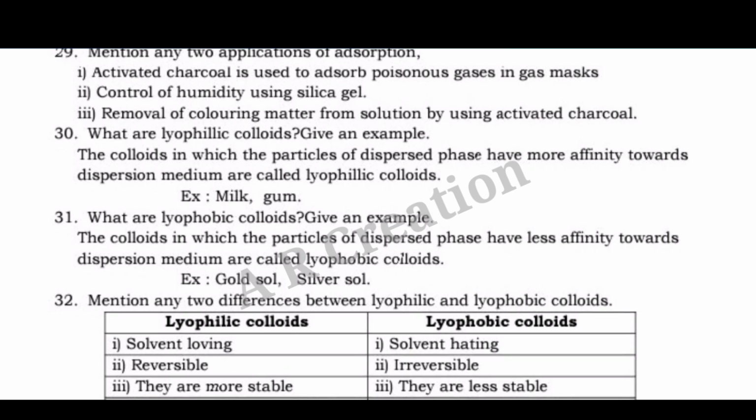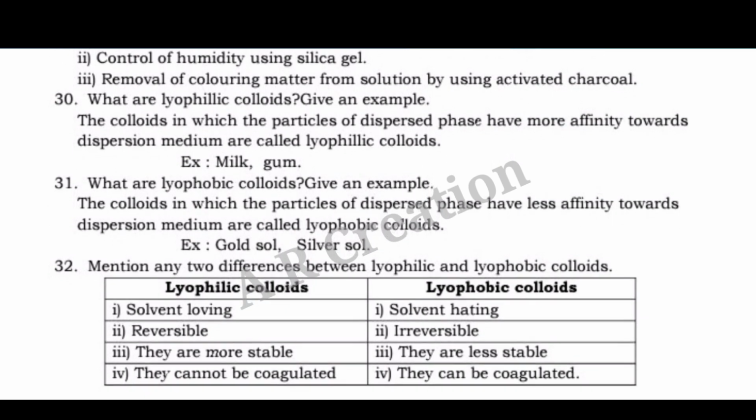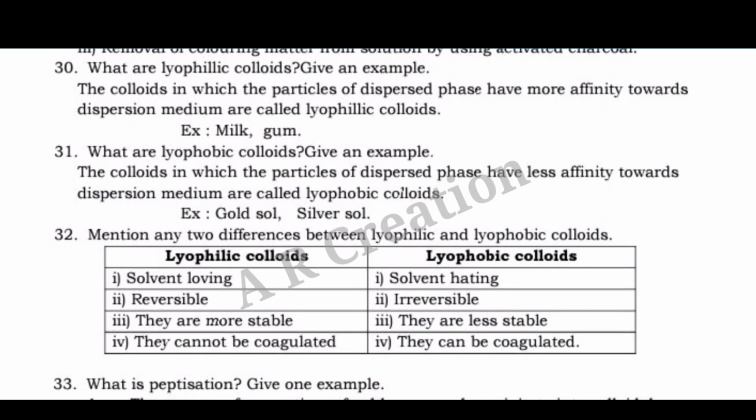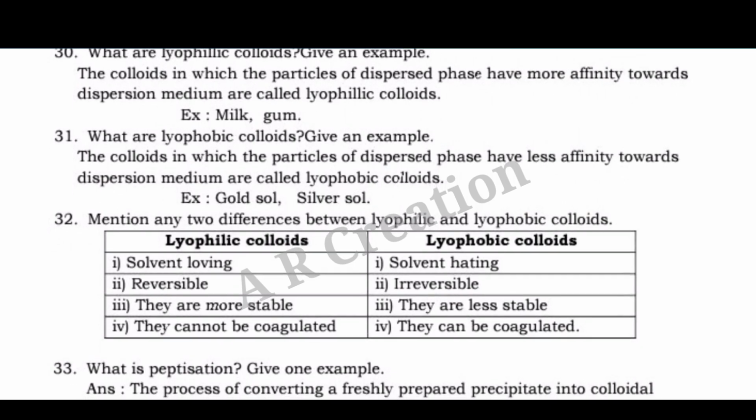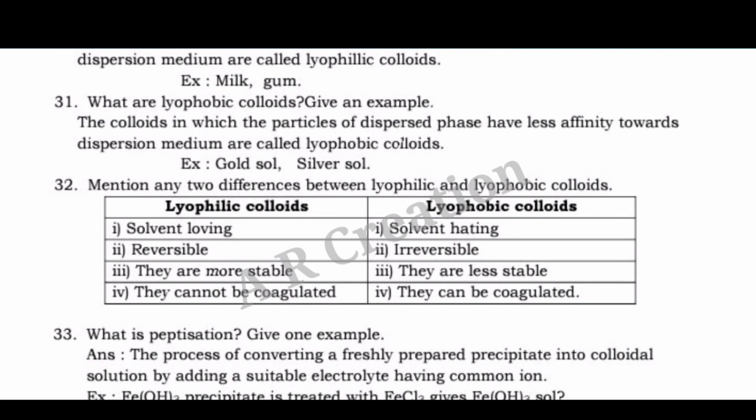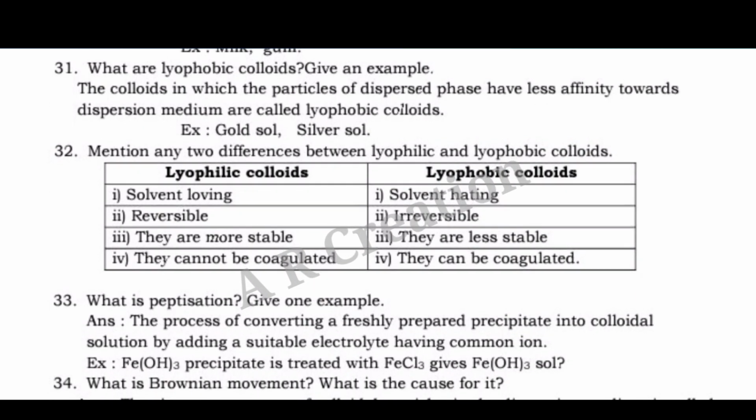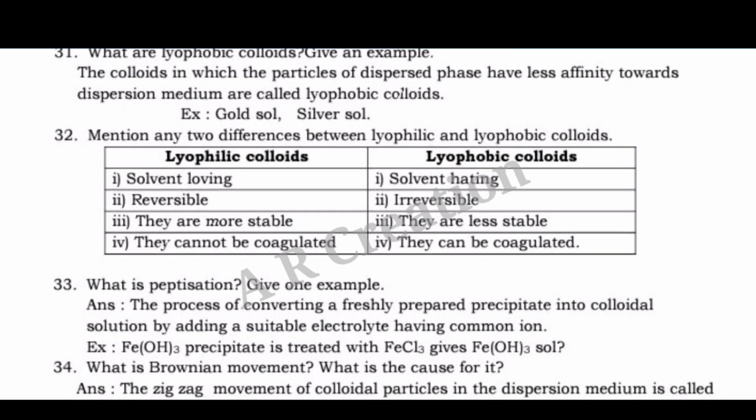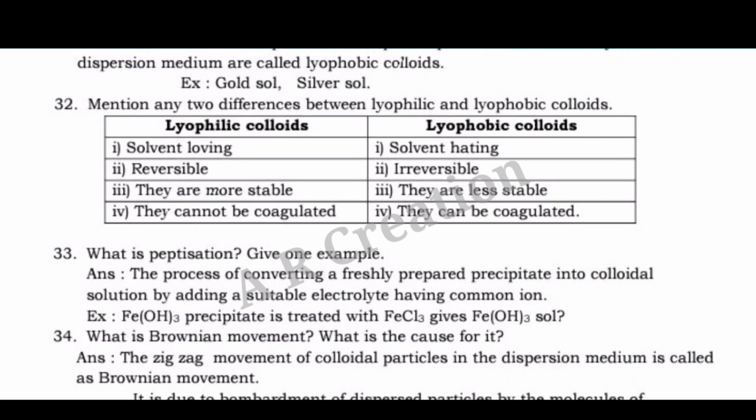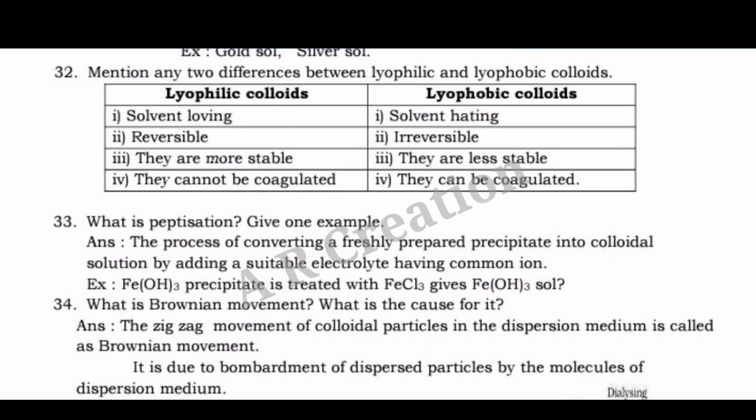Question 32. Mention any two differences between lyophilic and lyophobic colloids. Question 33. What is peptization? Give one example. Answer. The process of converting a freshly prepared precipitate into colloidal solution by adding a suitable electrolyte having common ion. Example. Fe(OH)3 precipitate is treated with FeCl3 to give Fe(OH)3 sol.